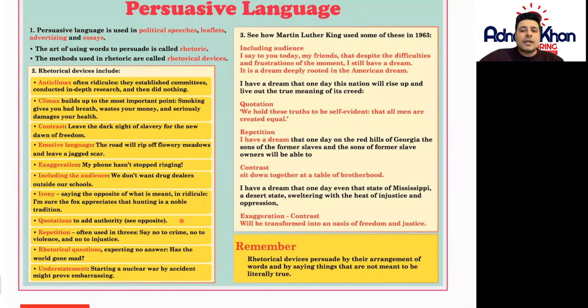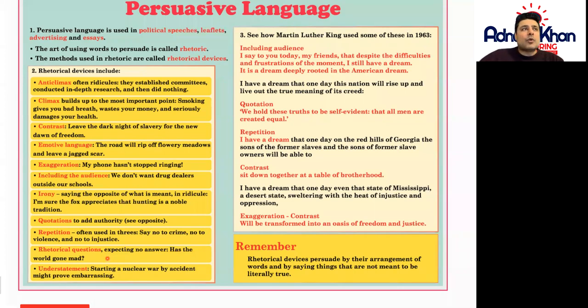You can also use quotations to add authority. So for example, when you use statistics or factual information, that gives a lot of weight to persuasive language and persuasive writing. You can repeat yourself and you can use repetition, often used in threes. So for example, say no to crime, no to violence, and no to injustice. It really stands out when the reader is trying to read your persuasive language.